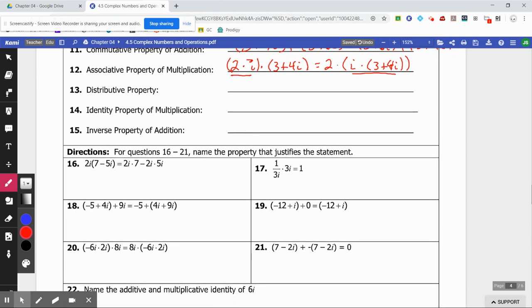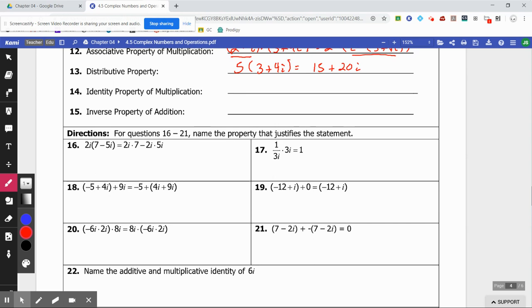Distributive property also applies. And that would be like 5 times, I'm using that same 3 plus 4i over and over, is equal to 15 plus 20i. So you can use distributive property when you're dealing with complex numbers. The identity property of multiplication, again, identity property is anytime you take a complex number and you multiply it times the identity element, which is 1, you get the exact same complex number.